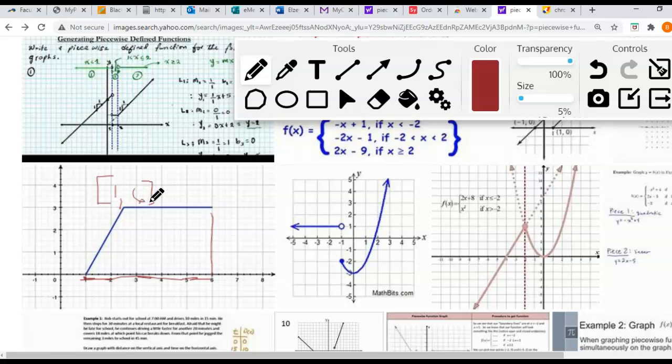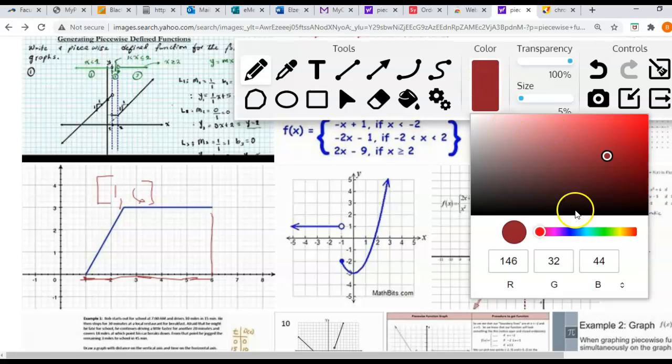Square brackets, because those points are actually there. Now, let's go ahead and do the range. Now, I'll just change my color here. Change it to perhaps a green.